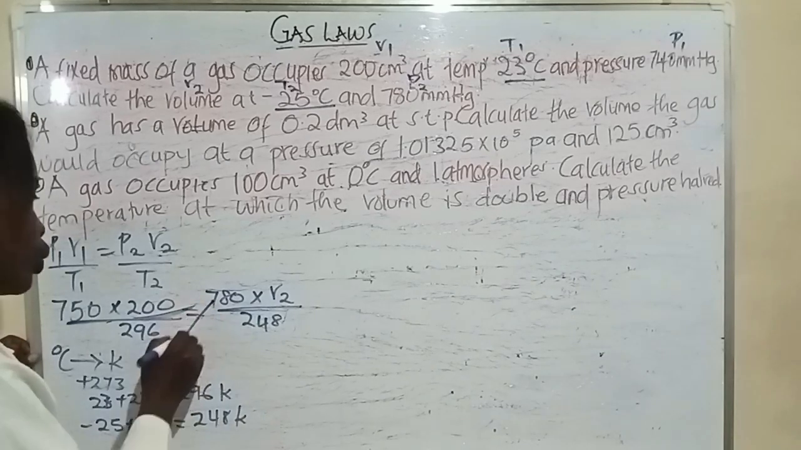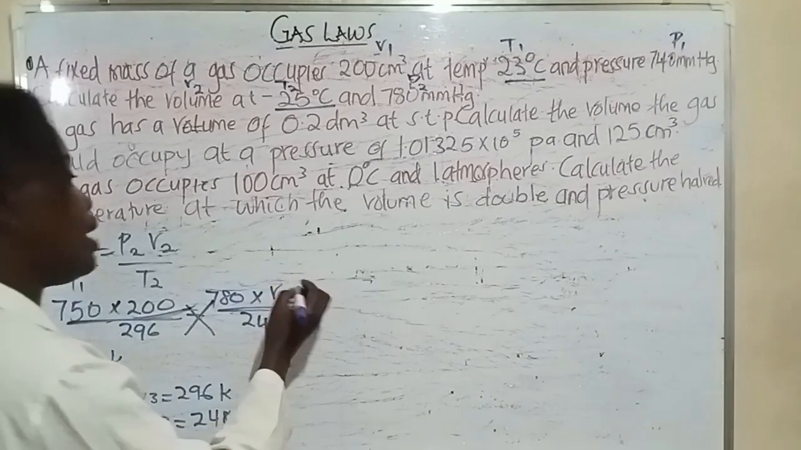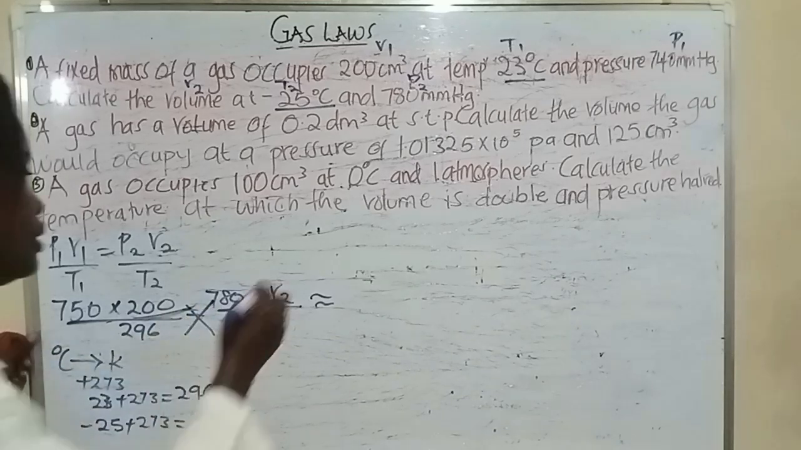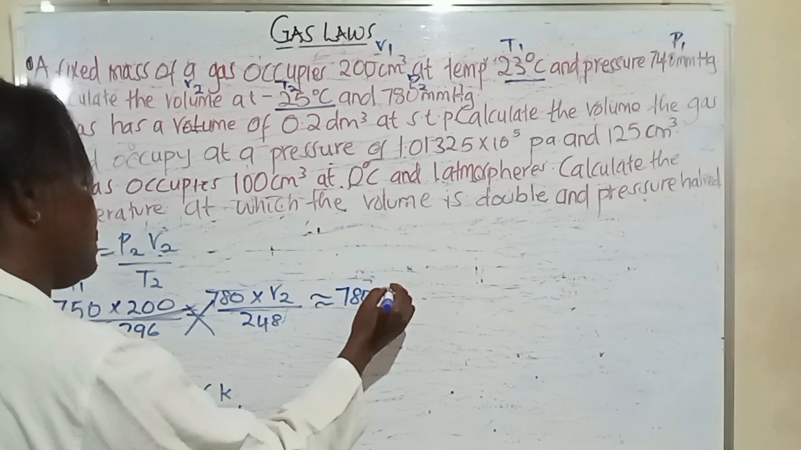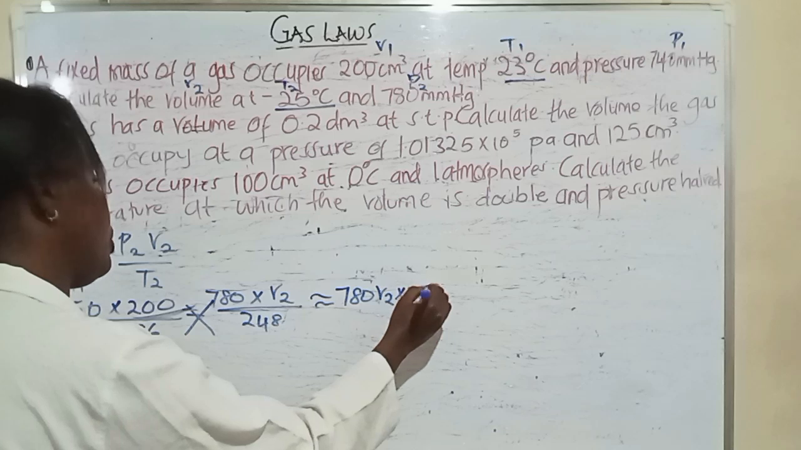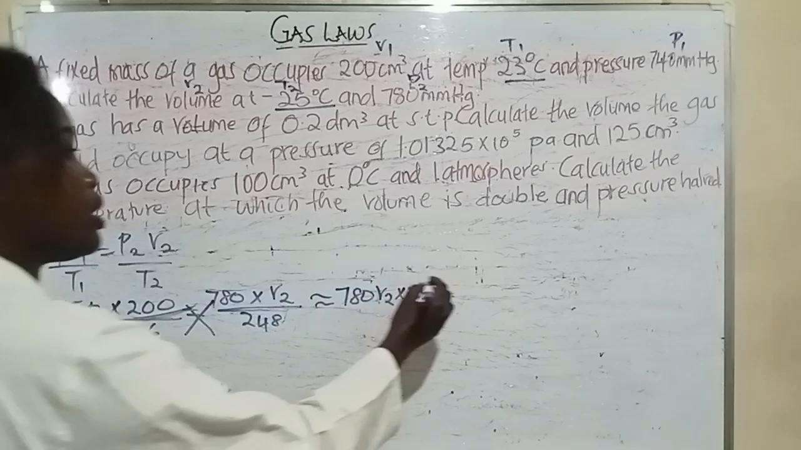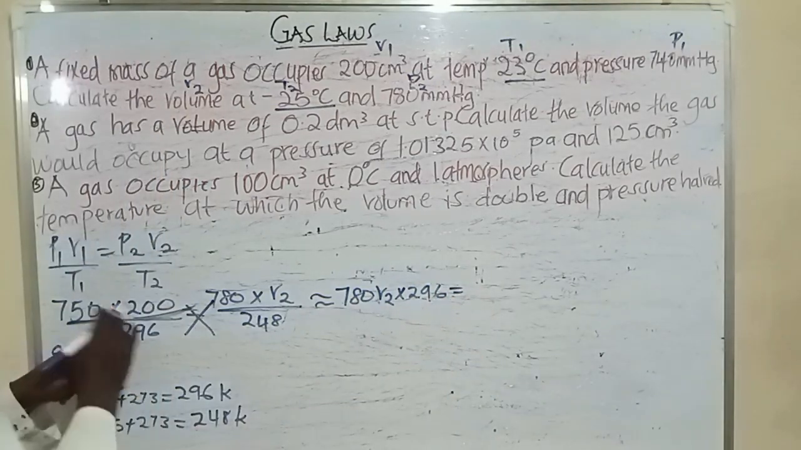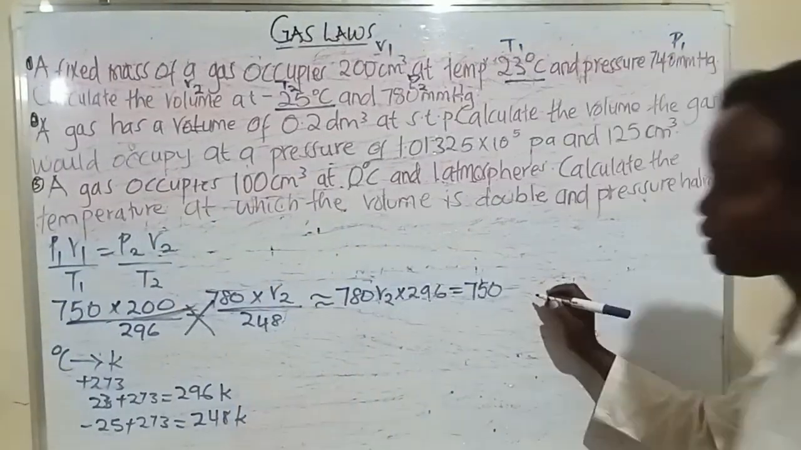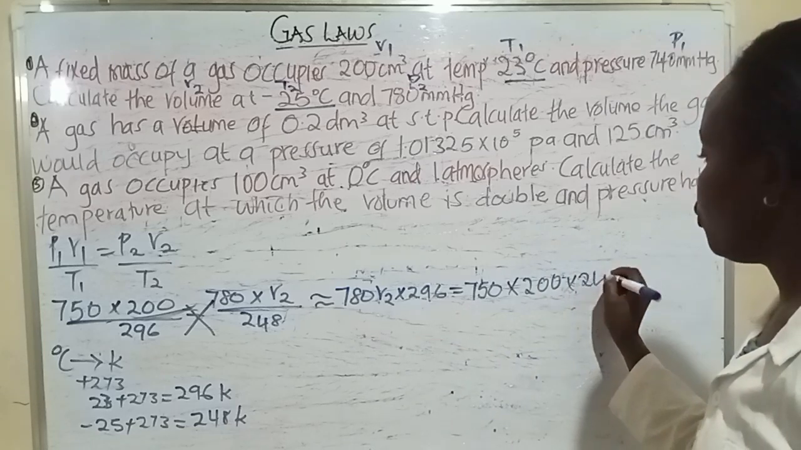So you're going to cross multiply to make V2 the subject of the formula. This is going to give us 780 V2 times 296 is equal to 740 times 200 times 248.